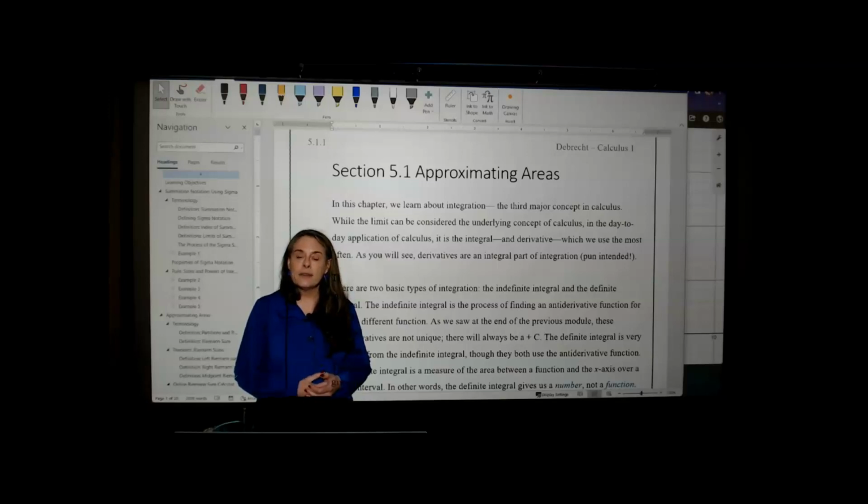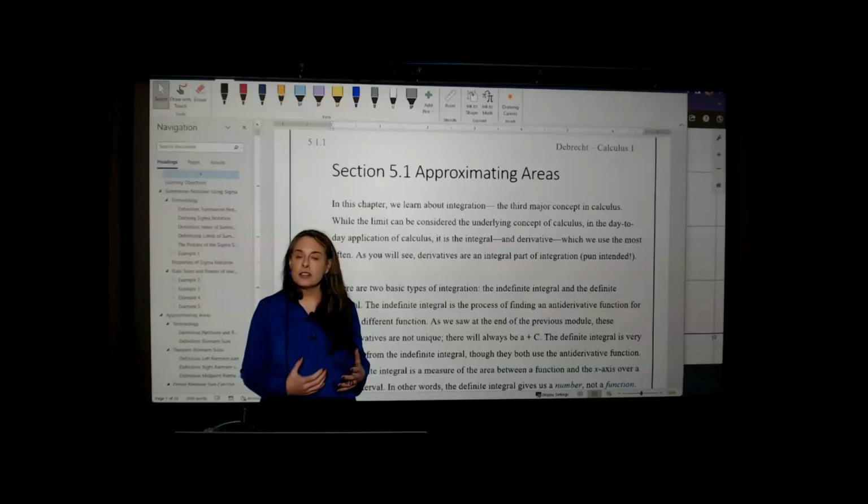Remember, the antiderivative was the process of undoing the derivative. We are going to connect the idea of the antiderivative function with finding the area under the curve. That won't happen until we cover the fundamental theorem of calculus, which occurs in section 3. In this section, we're going to focus instead on approximating area.